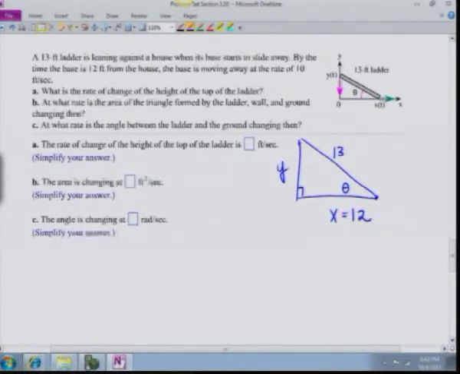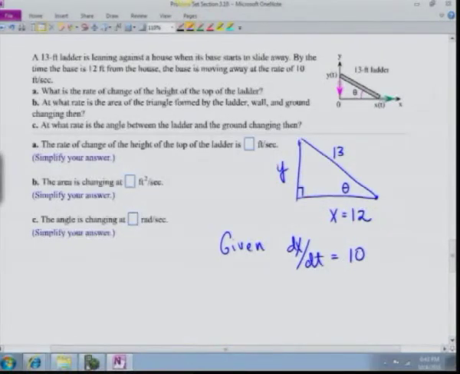And this is the thing. When the base of the ladder is changing, they gave us a rate. The base is moving away at a rate of 10. So could we say that dx/dt is 10? Okay. And it's moving that way positively, so we're going to leave it positive. All right. Is there a way to know what y is when x is 12?